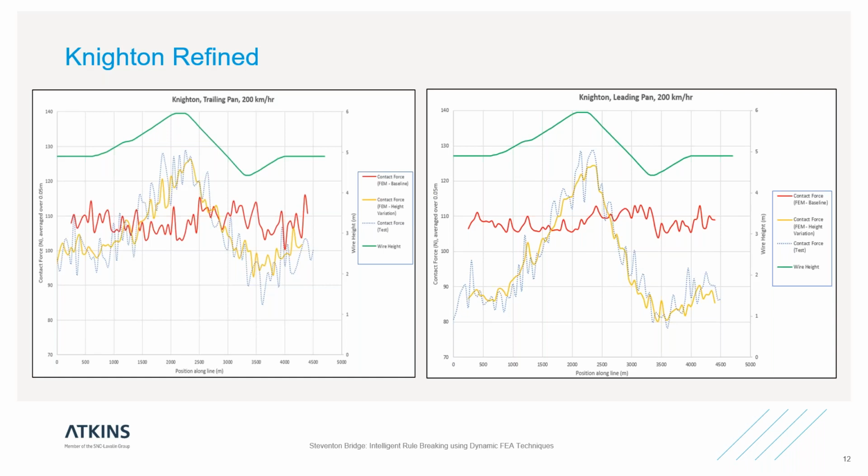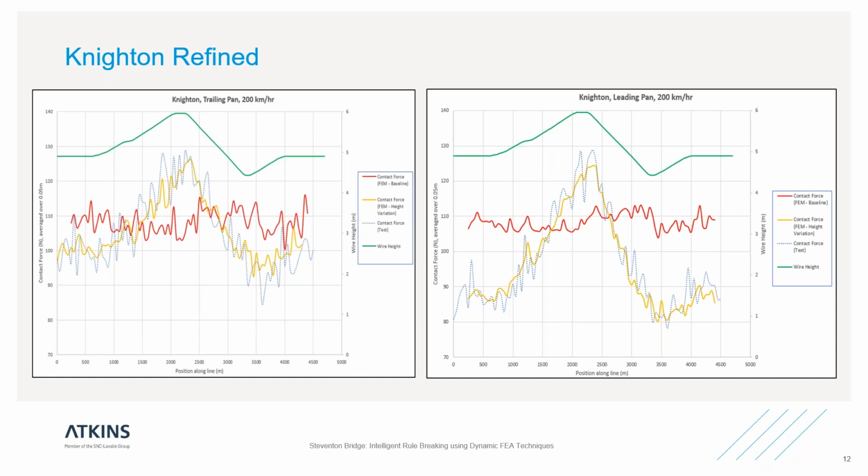The red solid line was our initial modeling simulation through Knighton using the standard lump mass model. Now what you can see comparing the two is that there's a clear relationship between wire height and contact force in the real data, and that's a function of the fact that the higher the pantograph is, the more it's being exposed to those aerodynamic turbulence forces. Whereas our simulation was basically showing no correlation between wire height and contact force at all. So that was no good.